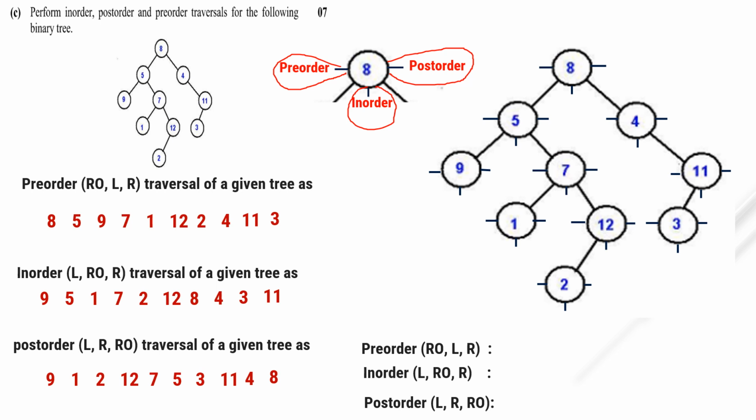Is it clear? Okay. If you are still not understanding, I will start traversing it, then you will easily understand. Okay. First we start with the root node, that is 8.